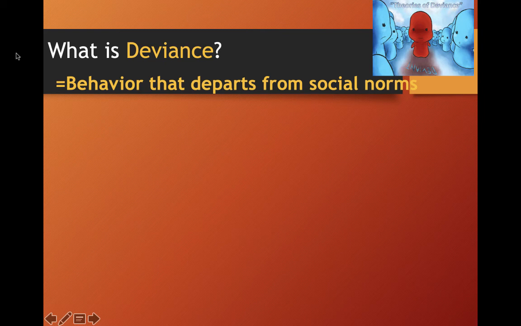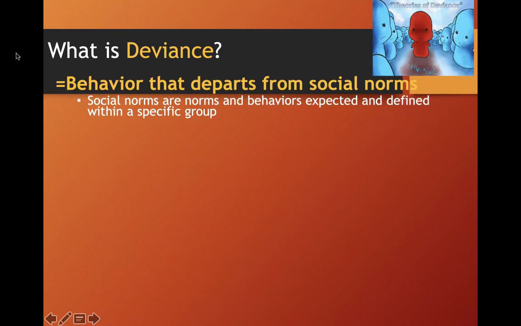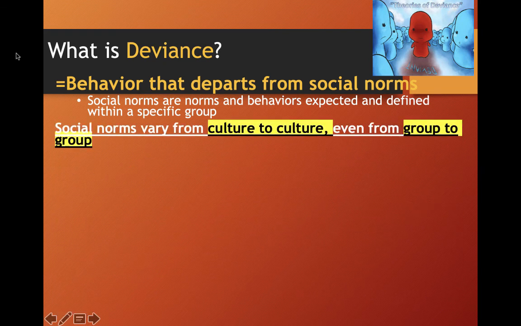So, first of all, a good definition of deviance is behavior that departs from social norms. And social norms is what's acceptable to the people that we basically hang out with, our peers, our friends, our family. Social norms are norms and behaviors expected and defined within a specific group. And they vary. So you could have norms in the United States that could be very different if you went to different parts of Europe, different countries, different continents.